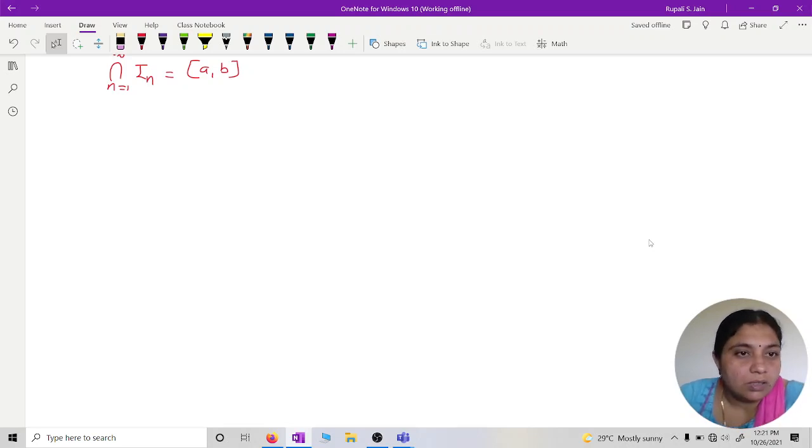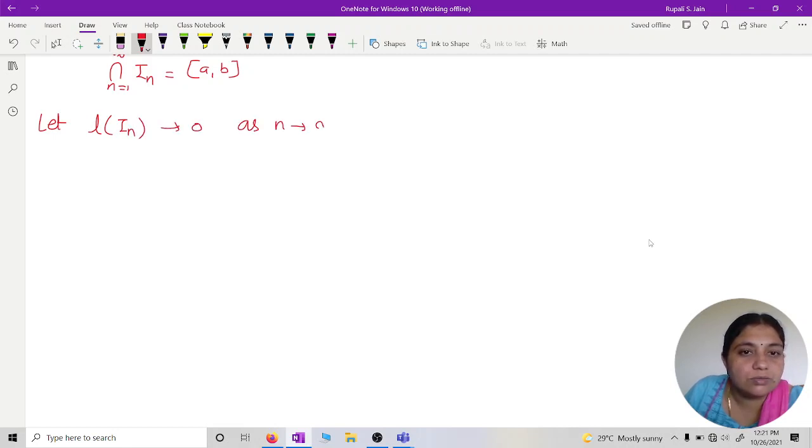Now I want to prove that if the length of each interval I_n tends to 0 as n tends to infinity, then this intersection contains precisely one point. So let the length of I_n tend to 0 as n tends to infinity. If the length of I_n tends to 0, what is the length of I_n? I_n is nothing but my [a_n, b_n]. What is the length of I_n? It is b_n minus a_n, right?